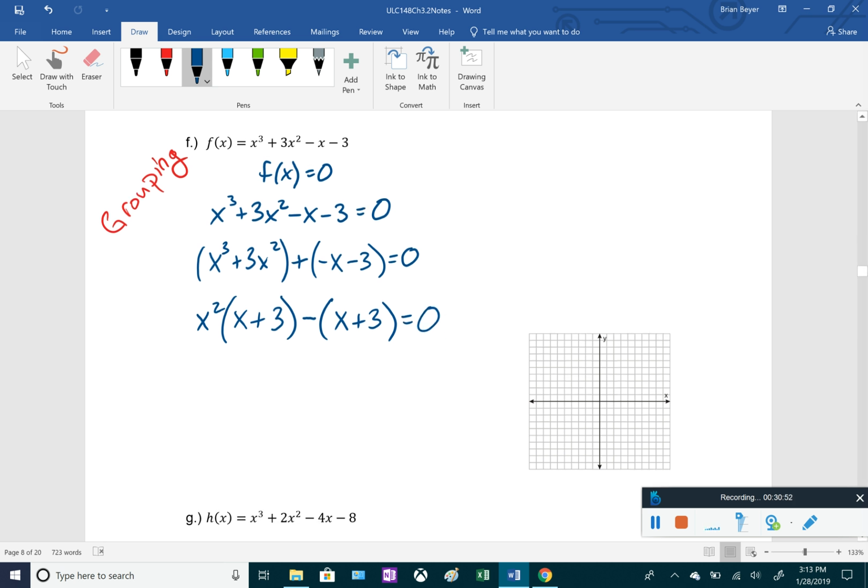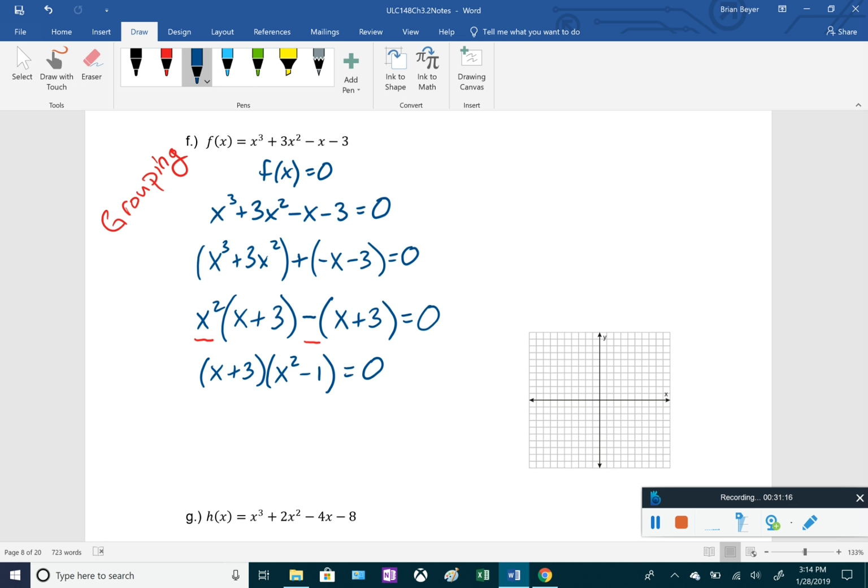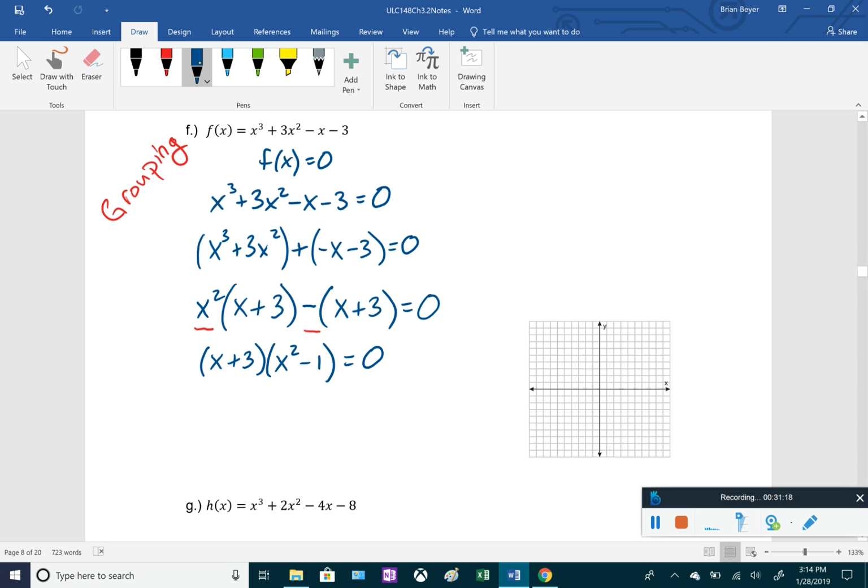The reason that was our goal is because now we can rewrite this by factoring out another GCF of x plus 3. We're going to be left with x squared for the first term, which is right here, and then minus 1 right there. So x squared minus 1. I'm going to factor x squared minus 1 using difference of squares. It can be written as x minus 1 times x plus 1. So now it's completely factored.